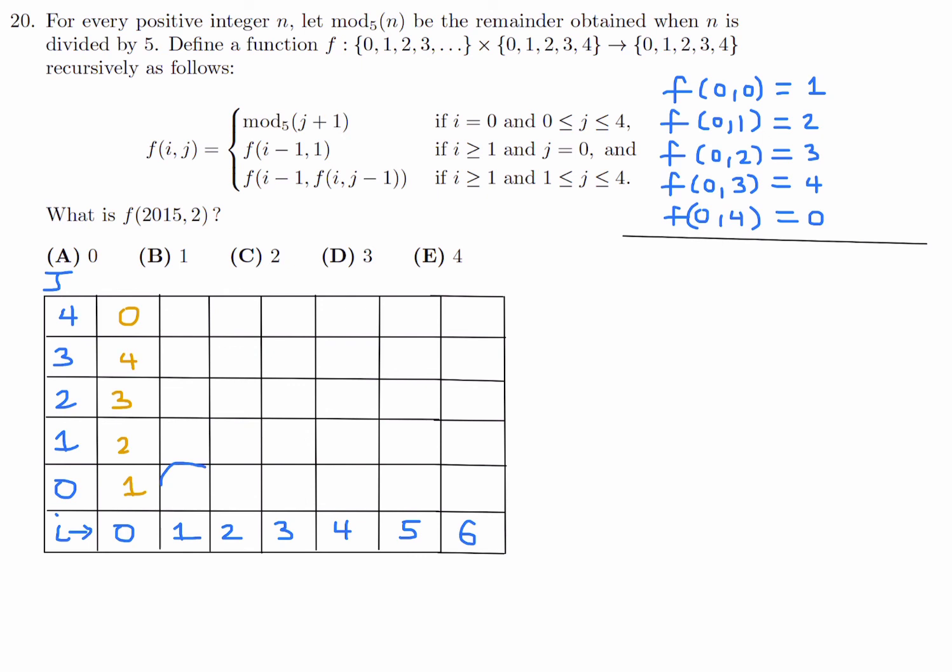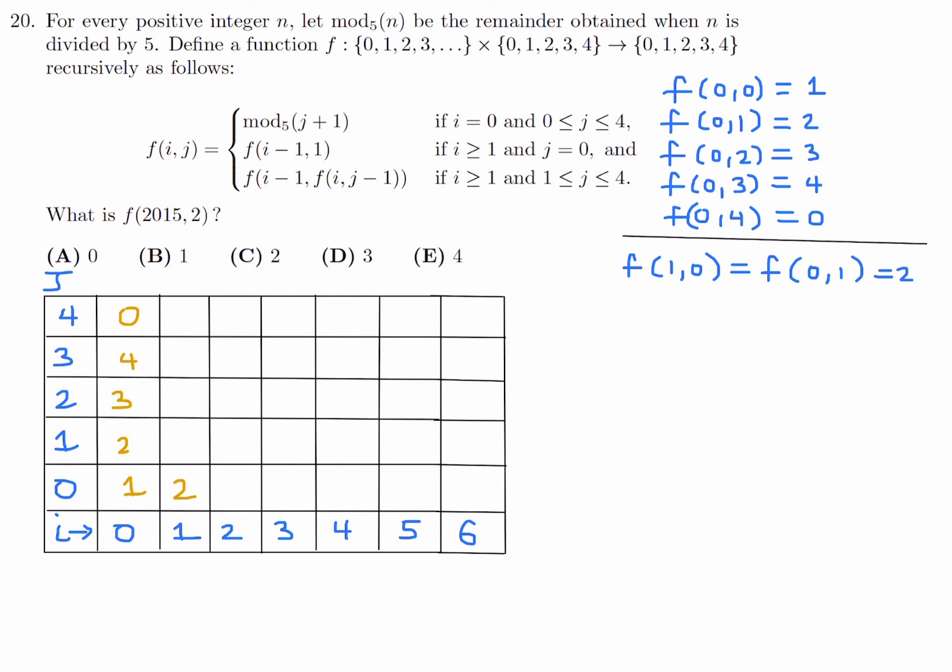The next one I'd like to do is when i is 1 and j is 0. So I have f at (1, 0). To do that, obviously, I have to use this part of the recursive pattern right here. Based on that, it will be f of (0, 1), and that is 2 from up here. So there we go, I put 2 in there.